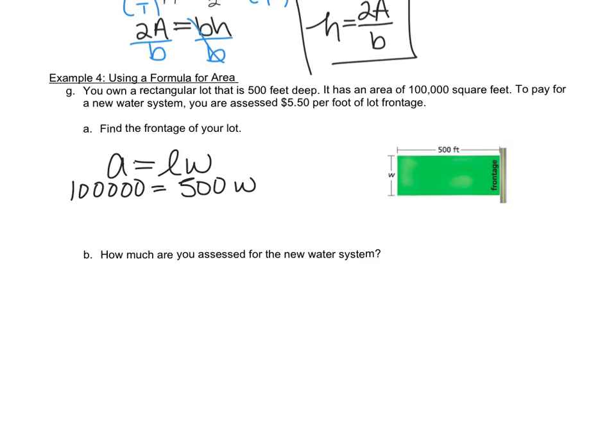So to get the width alone, we divide both sides by 500. So here the zeros cancel, and now we have 1,000 divided by 5. So your width would be 200 feet, which is the frontage.